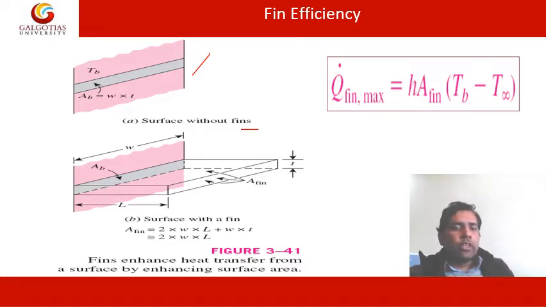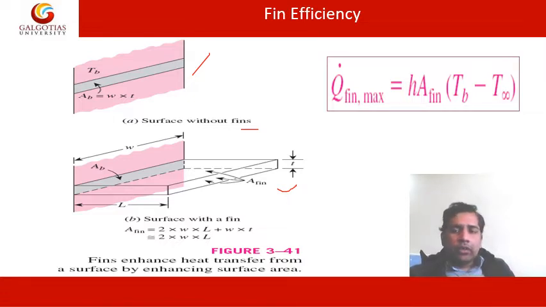AB is the area which consists of width into thickness. Now you can see in figure number 2 that when we have applied the fin, this is the extended surface that has been applied, and because of this extended surface the rate of heat transfer from the surface will increase.